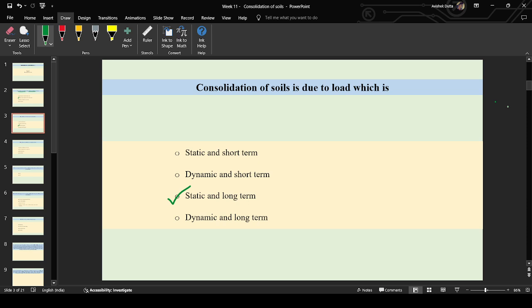Long term means the load is there consistently. For example, a building on a soil. Once the building is built, it is there consistently. It is a long term load. Now if the building is subjected to seismic vibrations that continue for a very long time, then it can be said to be dynamic and long term.